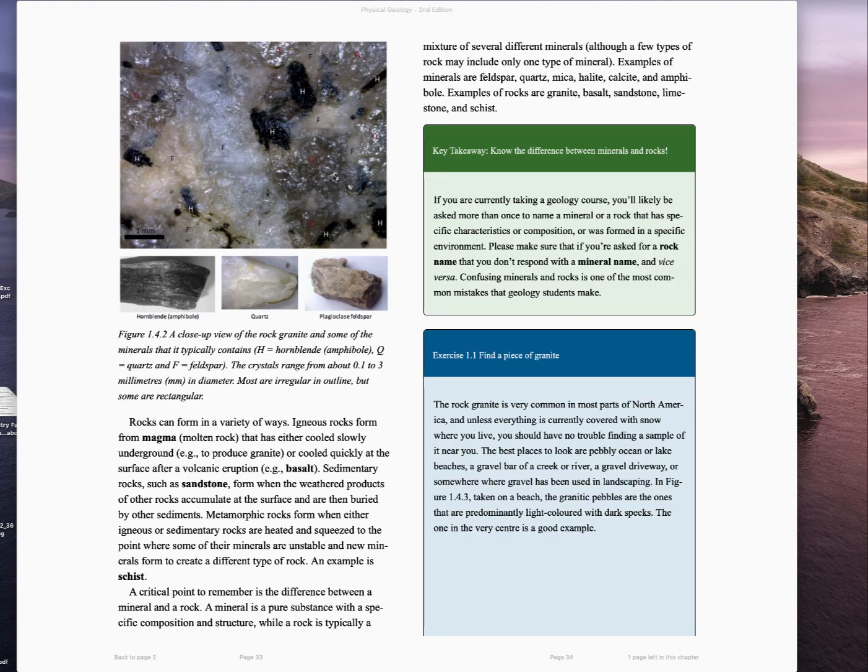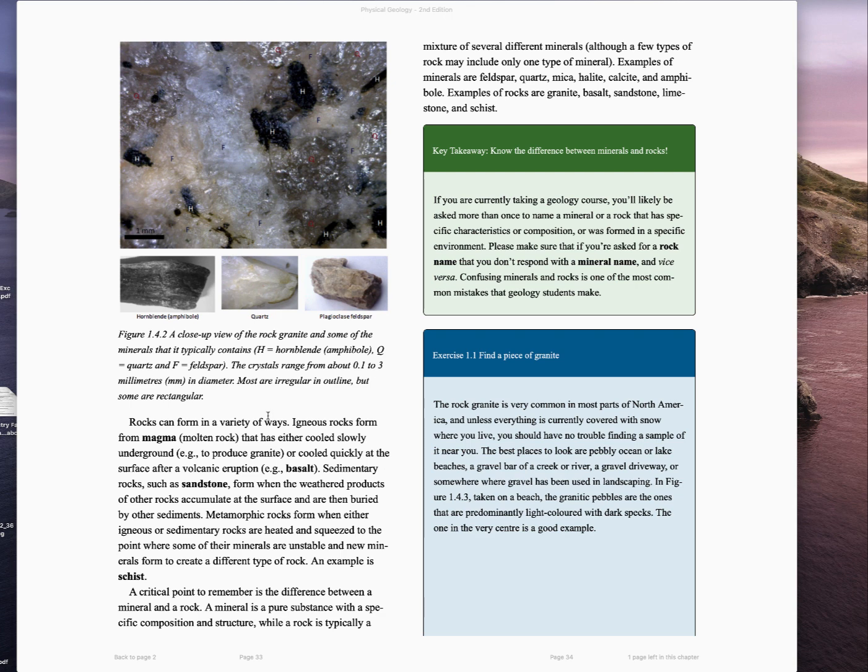Now, here's a picture of an aggregate of minerals, which is a rock. You can see there's some quartz grains, some feldspar, and it names them all here. And so here are the individual minerals: hornblende, quartz, and feldspar, plagioclase feldspar. And here you can see them in the rock.